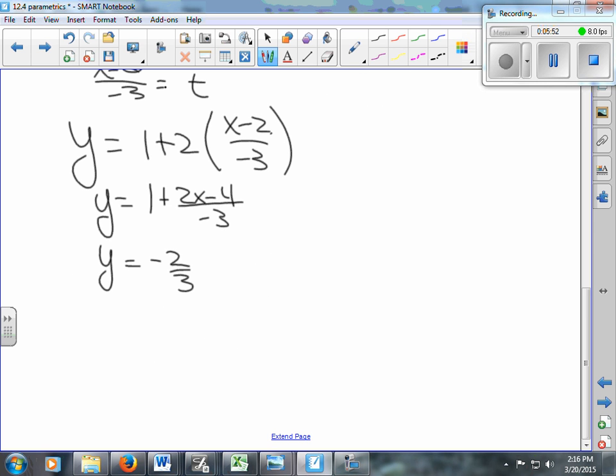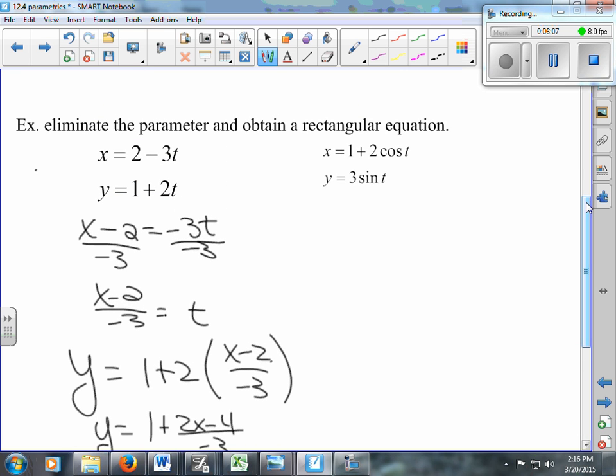Negative 2/3 x plus 10/3. No, 7/3. And that's it. And so this is a line, and we know what that line looks like. But it will graph the same exact line that this will graph, as long as your t runs from negative infinity to infinity. All right, and now let me show you how you do this in my second example, where I'm going to have a sine and a cosine.